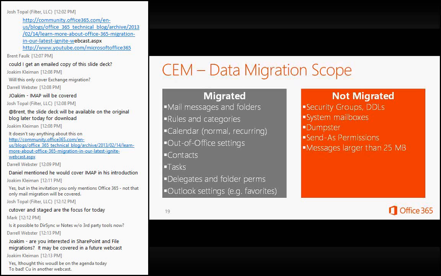For the out of scope, as it lists on there, we've got some security groups, some dynamic distribution lists, things like system mailboxes, your dumpster, send as permissions, any messages that are larger than 25 meg. It wouldn't retain your mailbox GUID, so essentially what's happening is when we do the migration, you're creating a brand new mailbox. We're not moving any of your attributes from on-premise to Office 365.